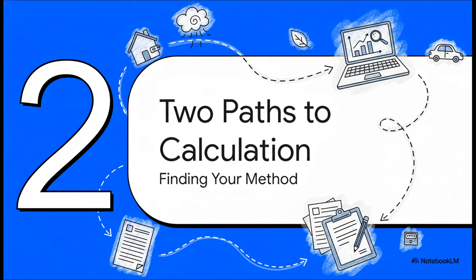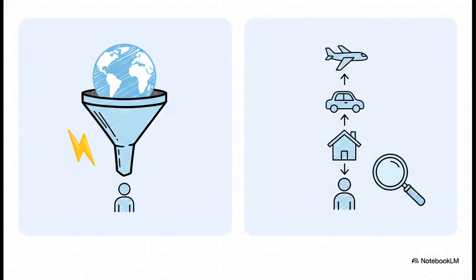Okay, so we get what we're measuring now, but how in the world do you actually calculate it? Turns out you've got two main paths you can go down. You can go top-down or you can go bottom-up. Think of the top-down method as your quick estimate. It uses big, broad data to give you a ballpark figure, and it's super fast. The bottom-up method, though, that's the detailed deep dive. It's definitely more work, but the number you get is much more precise and personal to you.